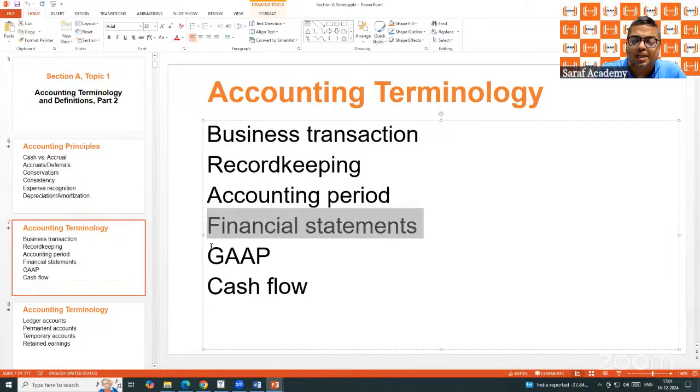Those financial statements are prepared in the US by US GAAP, following generally accepted accounting principles. In India, we follow Indian accounting standards. In IFRS, we are saying international financial reporting standards. That is, in different countries at different levels, different rules, regulations are there. Based on that, the accounting statements are prepared.